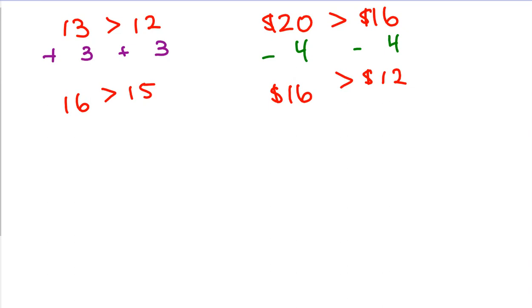So when we talked about solving equations, we said that whatever you did to one side, you do to the other, and it leaves the statement true. The same thing is true with inequalities. If you add the same number to each side, your statement is going to stay true. So let's look at some examples of solving inequalities using addition or subtraction.